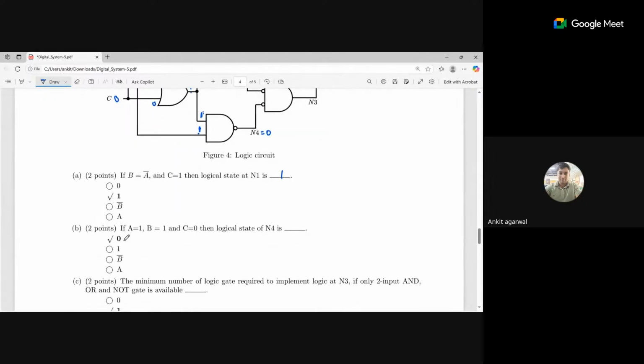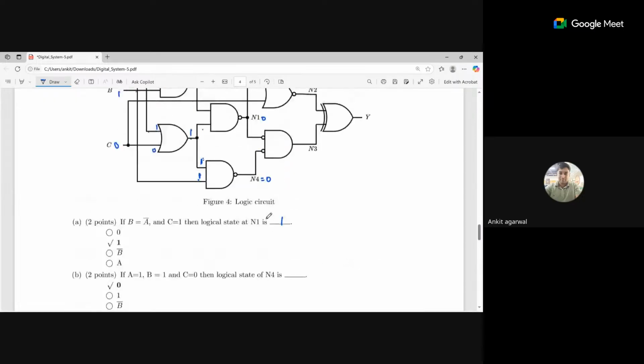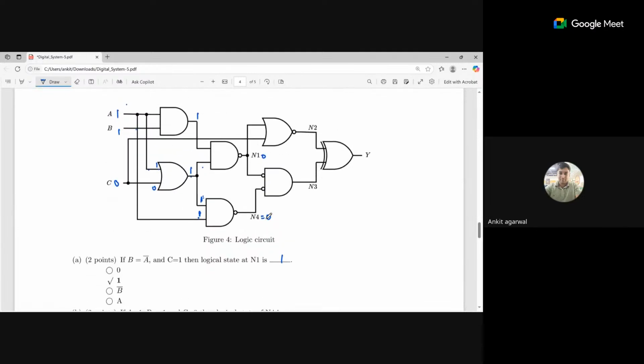Okay, the minimum number of logic gates required to implement N3, if two-input AND gate, OR gate, and NOT gate are used. So we have to calculate the equation of N3. Can you calculate the equation for N3? Yes, sir.